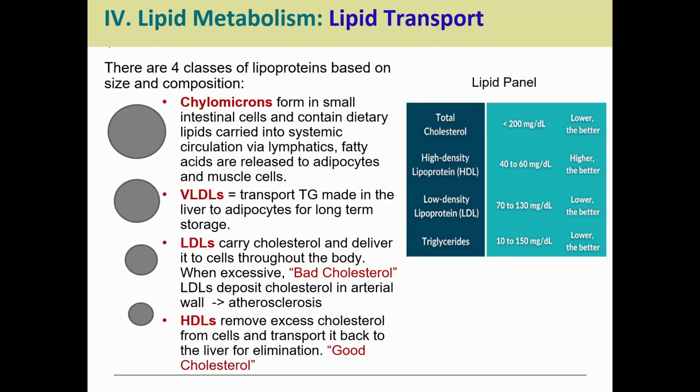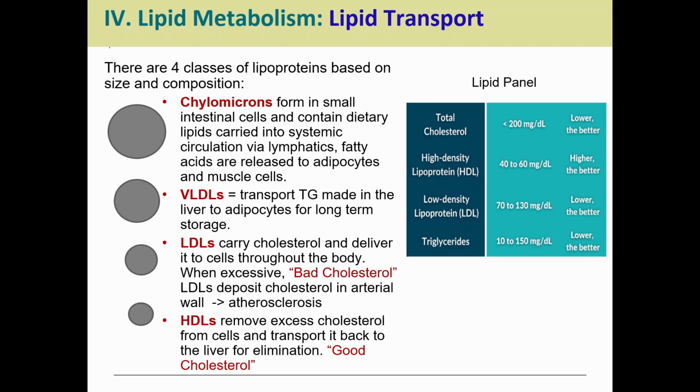So we have a few different classes of these lipoproteins. We have the chylomicrons. This is just so that we can bring the lipids in through the small intestine. We have VLDLs, right? These are going to move triglycerides made from the liver to the fat cells. But then the ones that you probably have heard of are LDLs and HDLs. LDLs are low density lipoproteins. That's what LDL stands for. Low density lipoprotein. They are carrying cholesterol to deliver to the cells in the body.